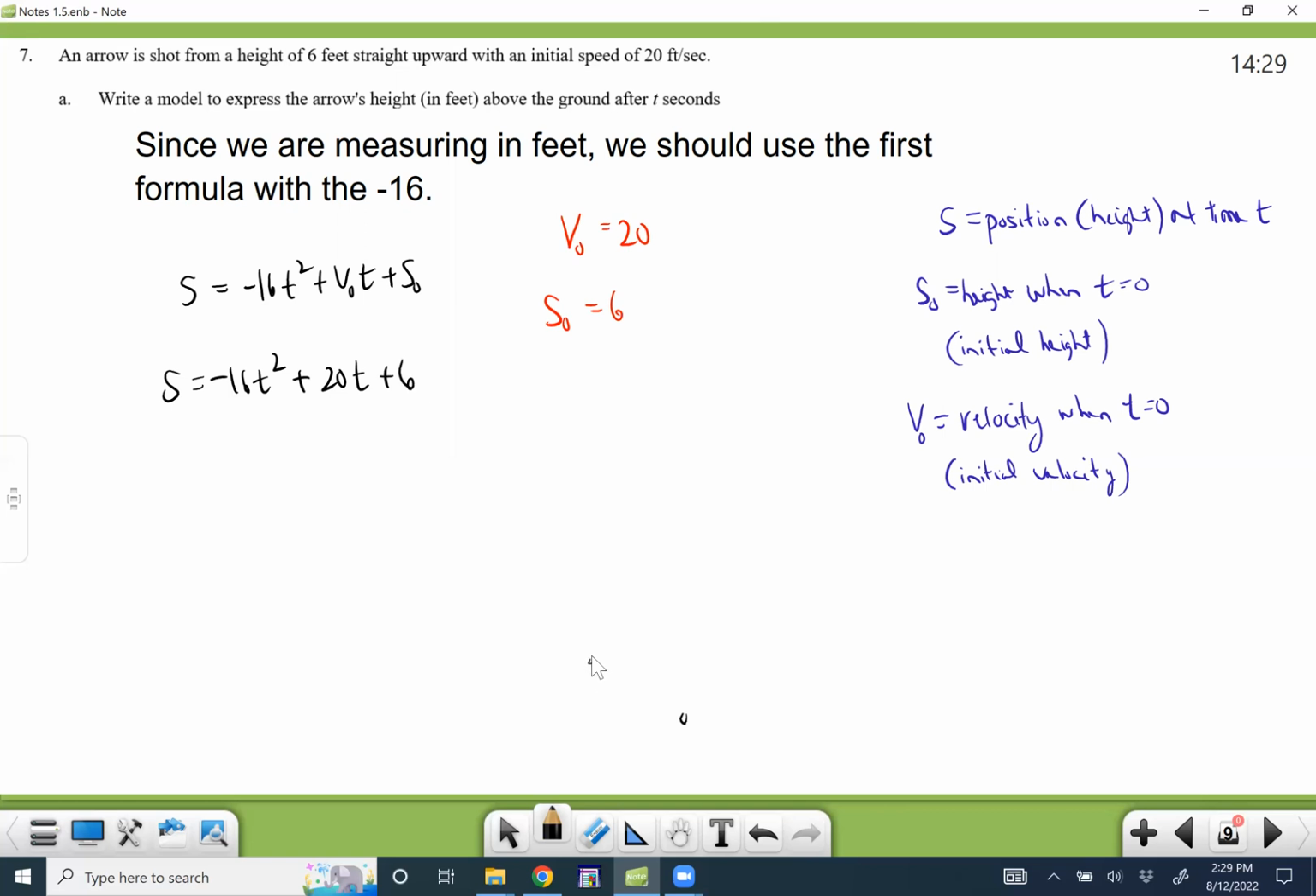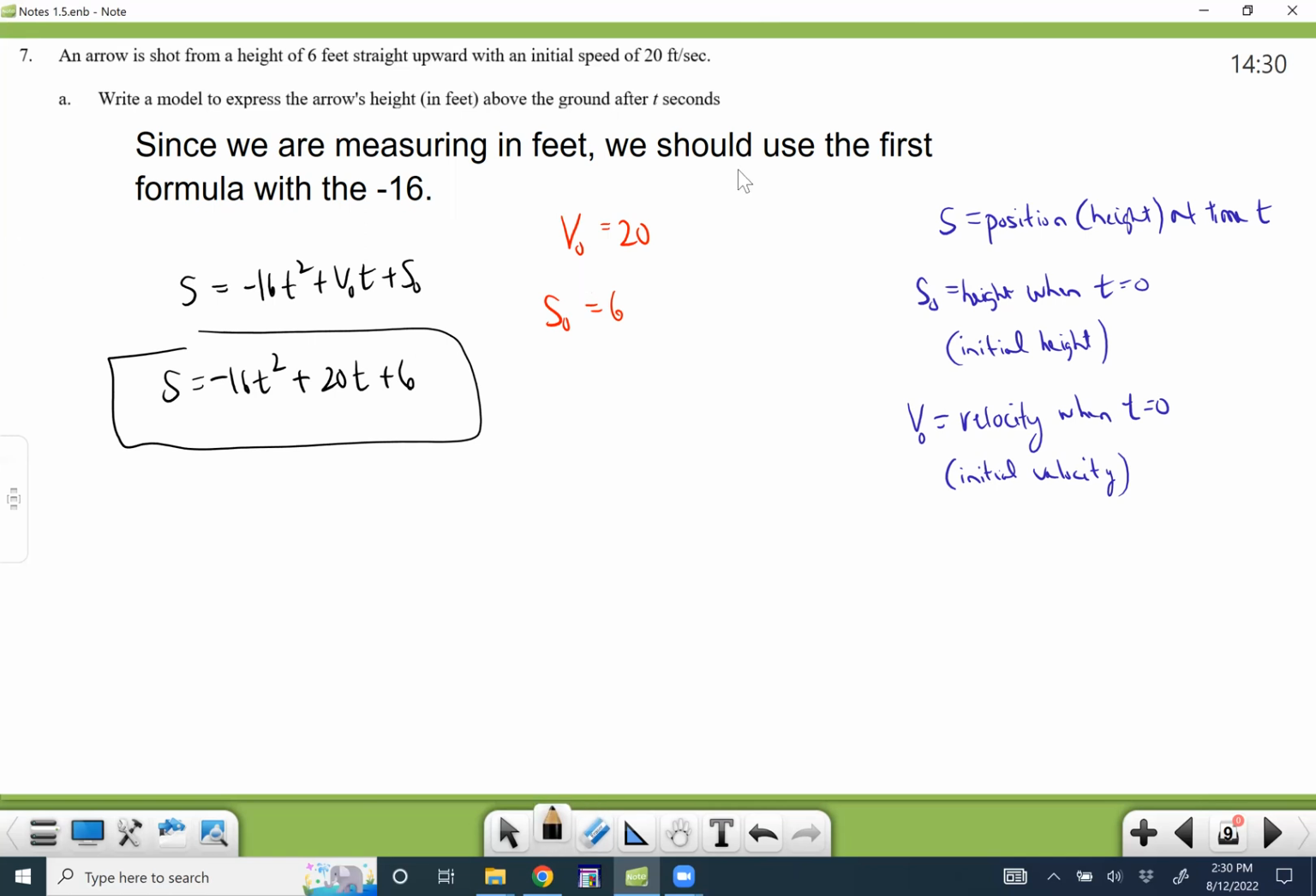Okay, so this is going to be a model that's going to give us basically the arrow's height at any given time, right? Now notice you plug a 0 in for all these t's, these will all go away and you'll just have 6. And that should make complete sense. When time is 0, where's the arrow? Well, it's 6 feet high because it said that we shot it from a height of 6 feet, right? You plug a 1 in, you should be a little higher. You plug a 2 in, probably a little higher, etc. Okay, so this is going to give us the height at any given time in feet.